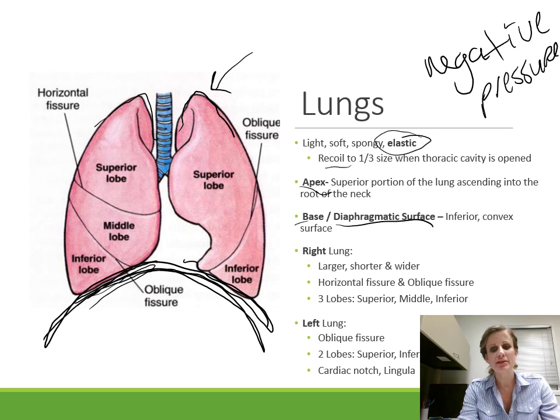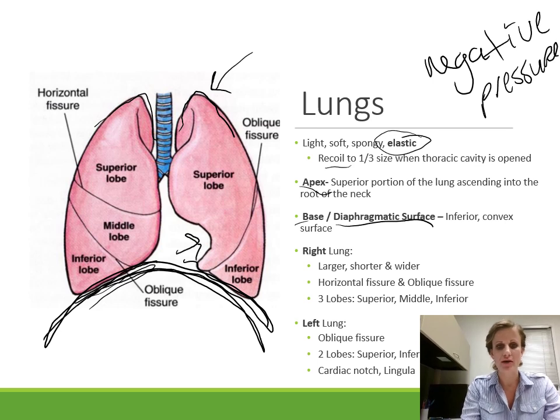So the right and left lungs are different in size and shape and general structure as well. The right lung is larger and heavier and has more mass than the left lung does. And one of the reasons for that is that when you look at the left lung, you have this cardiac notch taken out, right?